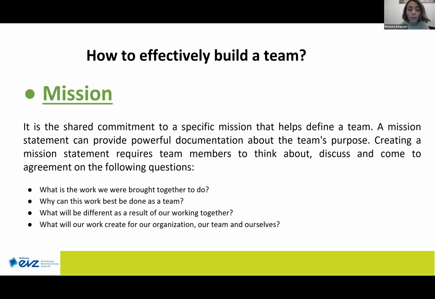What is the work that we are here together to do? Why can this work best be done as a team? This is a very good question. Why is it better to do this work as a team rather than just a team leader? What will be different as a result of our working together? What will our work create for our organization, our team, and ourselves?